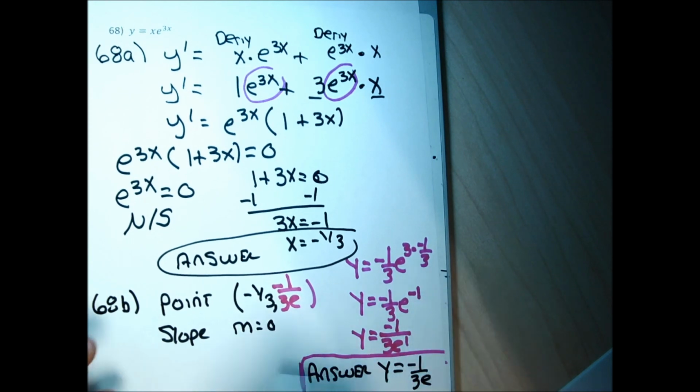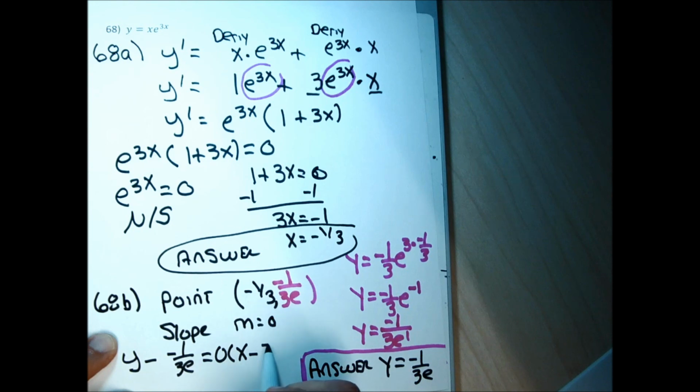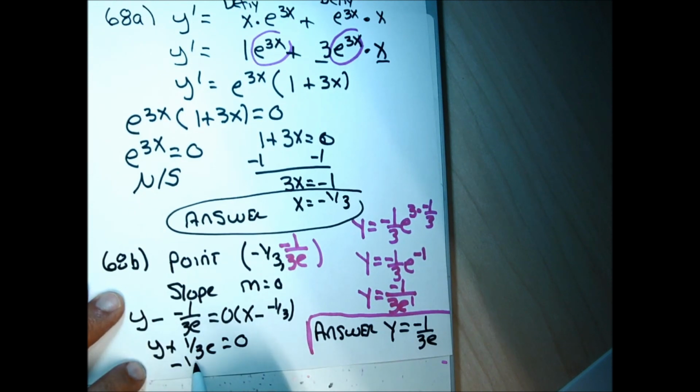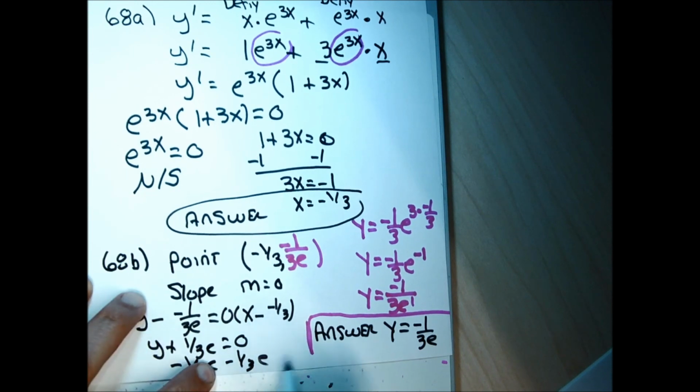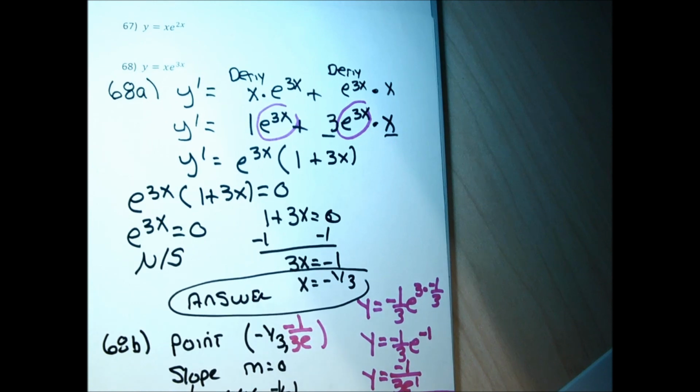Again, I could have done this. I could have went y minus negative 1 over 3e equals 0 times x minus negative 1/3. This would give me y plus 1 over 3e equal to 0. And then I'd go minus 1 over 3e minus 1 over 3e, and I'd get that just fine. So that's the end of this section. So hopefully you can do 67, and then we have a word problem section to go.